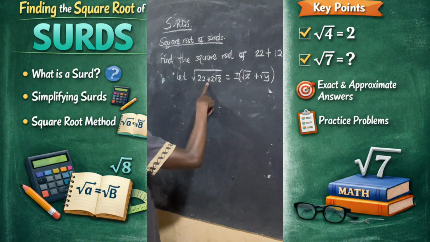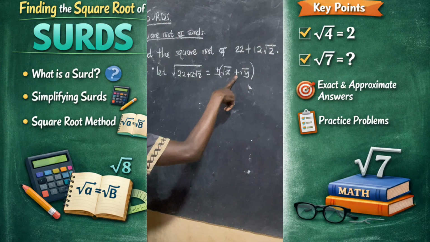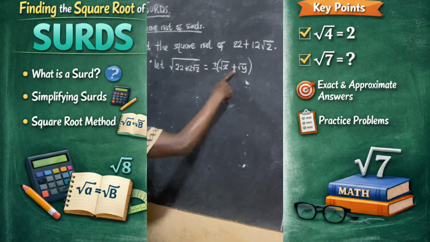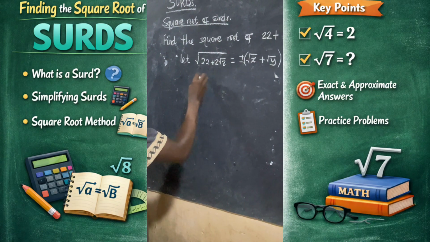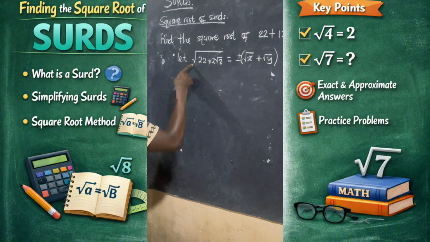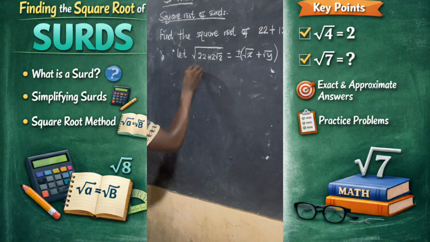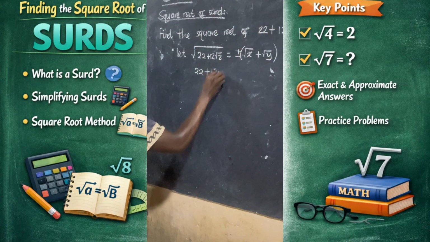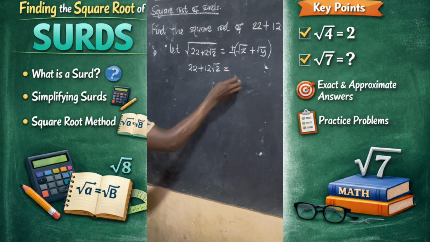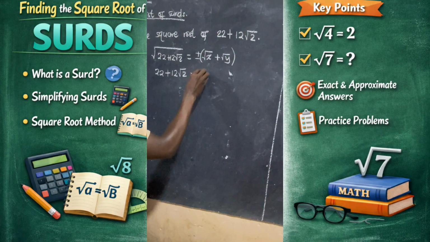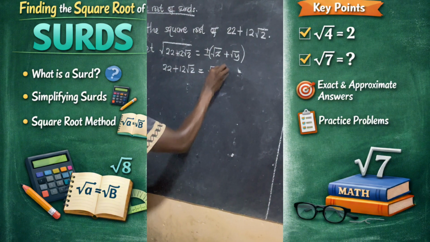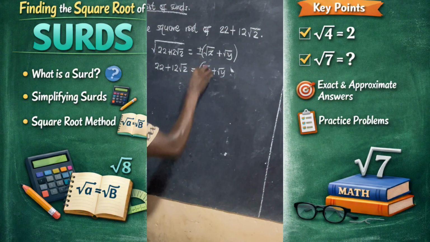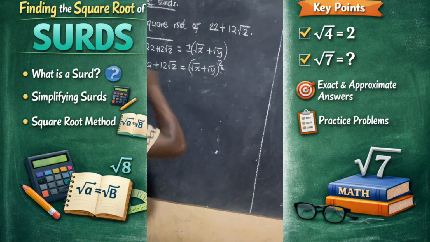And since this is a plus, here I use a plus. If it's a minus, I use a minus here. Then at the next step, I square both sides. So squaring this side, the square root will cancel. I'll have 22 plus 12 root 2 being equal to, when I square here, let me write it for you. Of course, this negative will cancel. I stay with positive only.